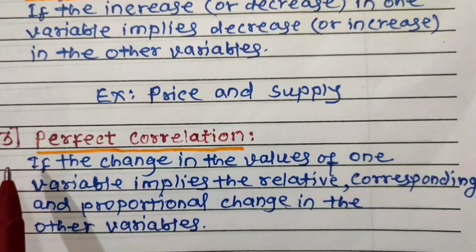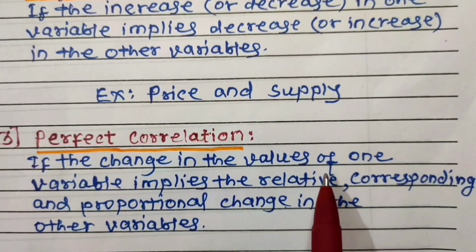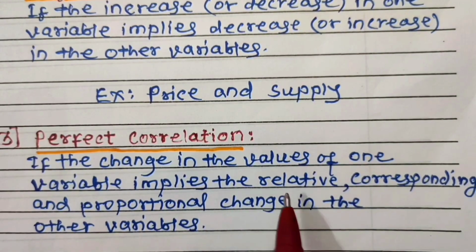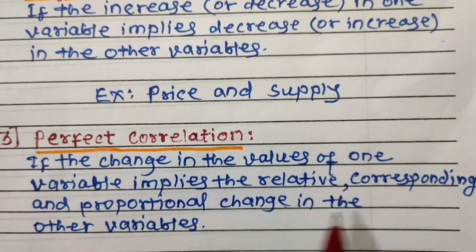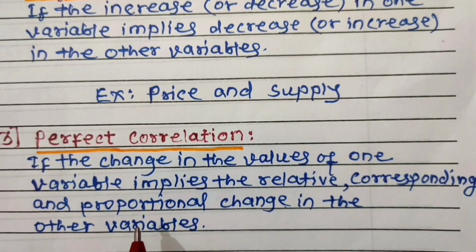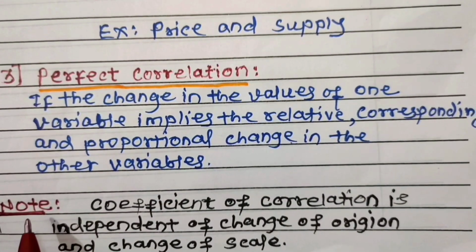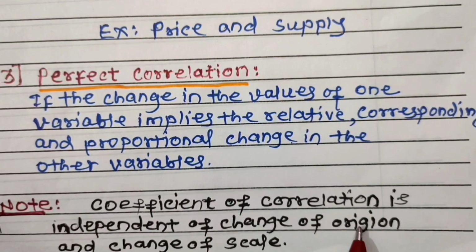Now type number three, perfect correlation. If the change in the values of one variable implies the relative, corresponding and proportional change in the other variable, such type of correlation is known as perfect correlation. Now remark, or you can say note: coefficient of correlation is independent of change of origin and change of scale.